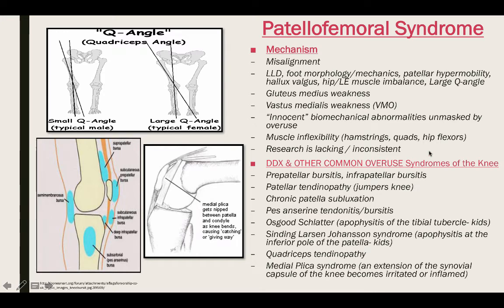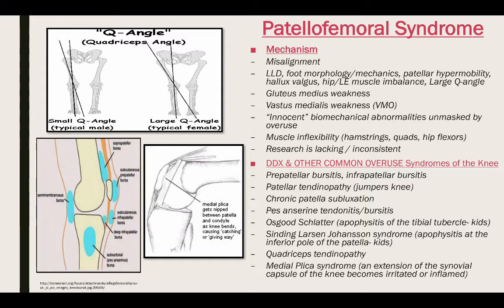But there are lots of other common overuse syndromes of the knee. And again, I don't want to get into all of these a lot, but just some things to be thinking about. What lives in that area? So you have pre-patellar bursitis, infrapatellar bursitis, patellar tendinopathy or jumper's knee, chronic patellar subluxation, and that's where the kneecap just constantly subluxes out of its groove. Pes anserine tendinitis, so medial knee pain just slightly below the knee itself where the pes anserinus is. I've actually injected a few bursitis there with some really good effect.